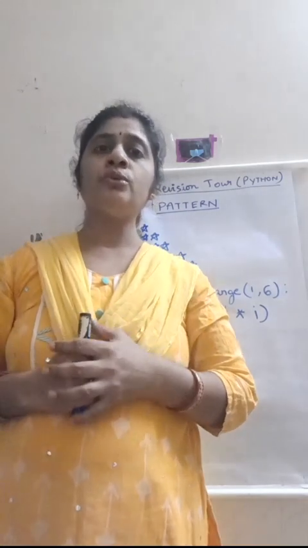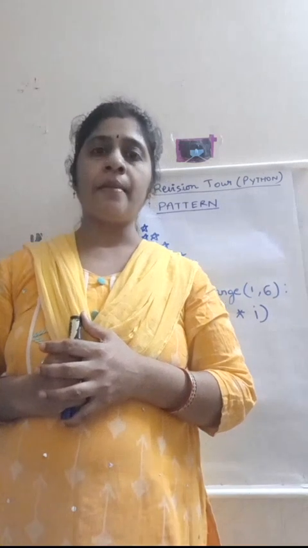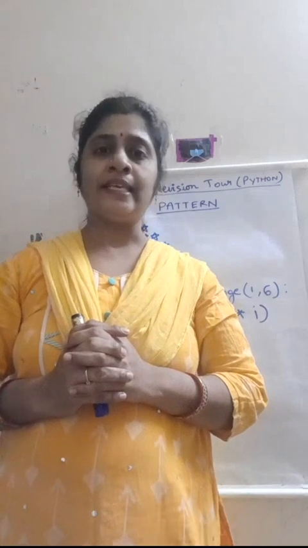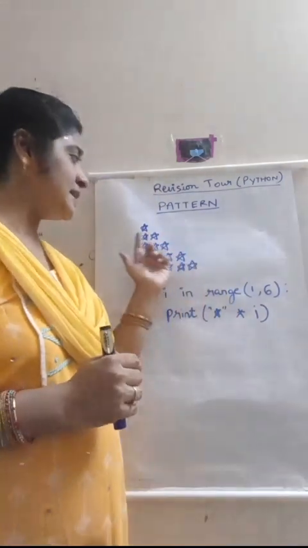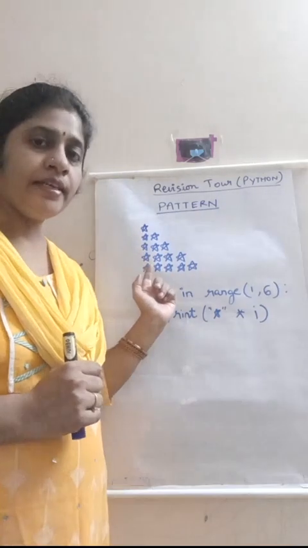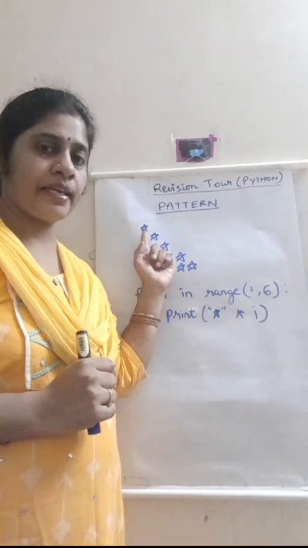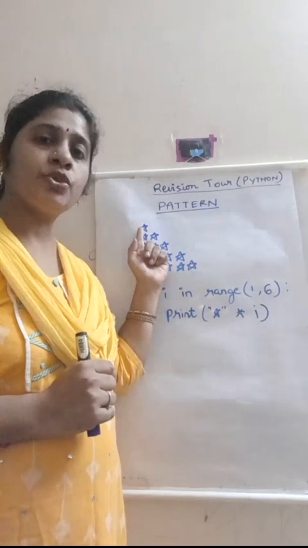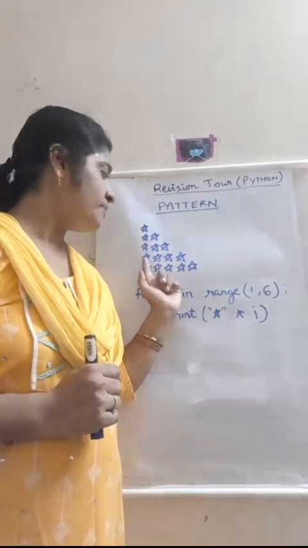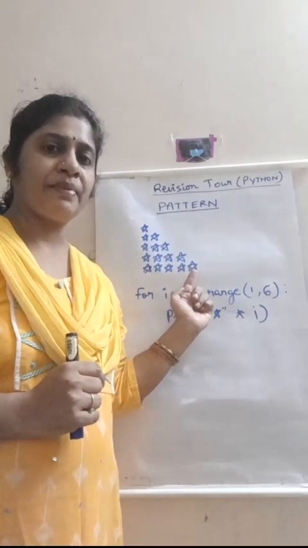Now I am going to generate a simple pattern using the string operator into, without using nested loops. Here is the pattern, an asterisk pattern. There are 5 rows here and in each row I am displaying asterisks. That is, first row 1 asterisk, second row 2 asterisks, third row 3 asterisks, fourth row 4 asterisks and fifth row 5 asterisks.